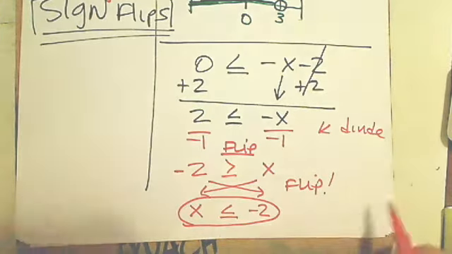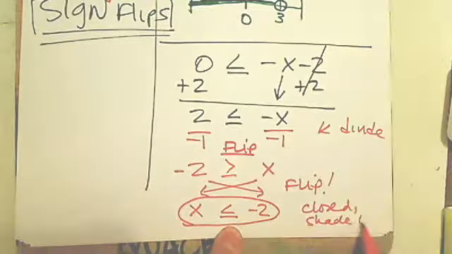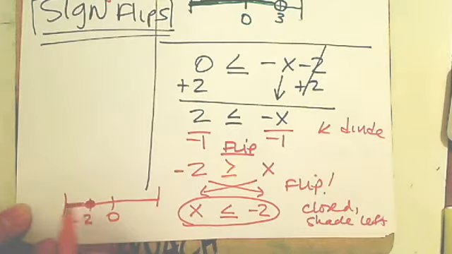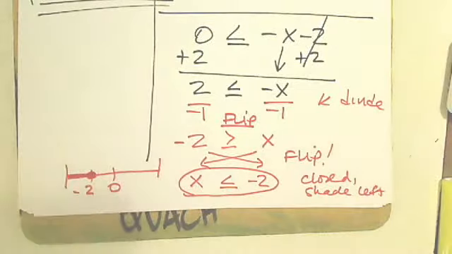So when you graph this, is this an open or closed circle? And do you shade left or right? Shade left. So really quickly, negative 2, closed circle, shade left. Okay? So you divide by negative, sign flips. You move the letter to the left, sign flips. If the letter is already on the left side, you don't flip it.